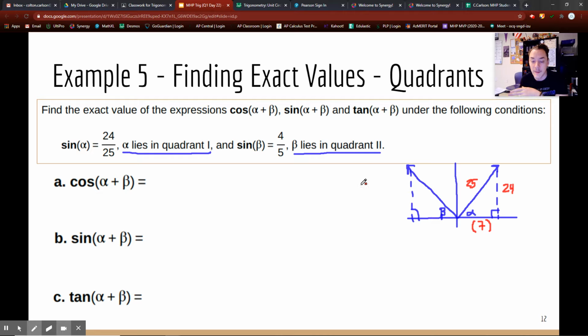So let's go to beta now. Beta is lying in quadrant 2 right here. Opposite all over hypotenuse. Notice how sine is positive here because All Students Take Calculus, so sine is going to be positive here, okay?